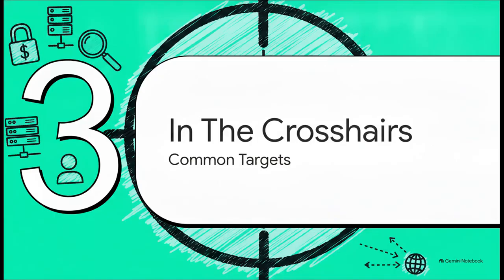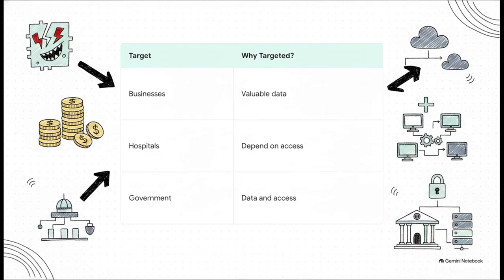So who exactly are these attackers targeting? Section 3, in the crosshairs. Now, what's really interesting about this breakdown is the direct correlation between high-stakes targets and the exact reasons they're so vulnerable. We generally see 3 massive targets: businesses, hospitals, and government organizations. Businesses are targeted because, well, their proprietary data is an absolute goldmine. If they lose financial records or customer databases, operations just grind to a halt. Just look at the Colonial Pipeline attack a few years back that disrupted fuel supplies across the entire U.S. East Coast. Crazy, right?